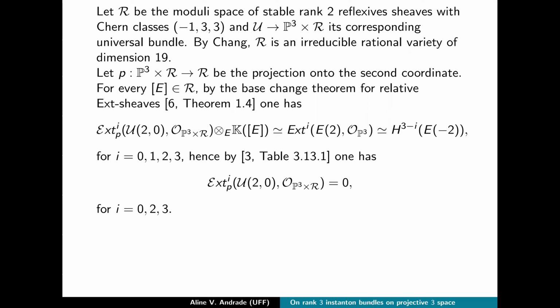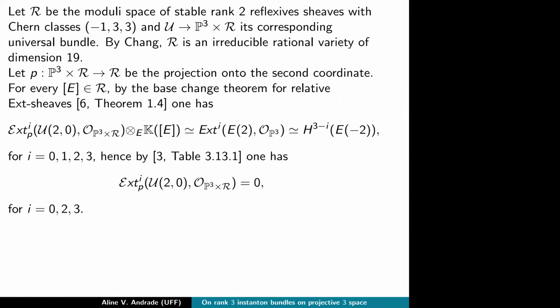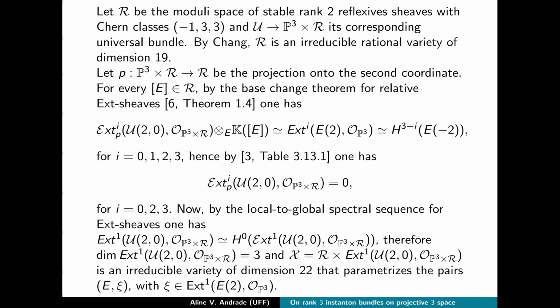So also by chain, we have this vanishing of these Ext groups for i equals 0, 2, and 3. And by the local to global spectral sequence for Ext sheaves, one has that this Ext^1 is isomorphic to H^0, and therefore the dimension is 3. Okay, so we'll call by X this product between R and this Ext^1.